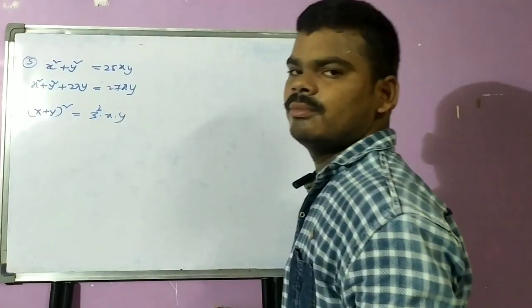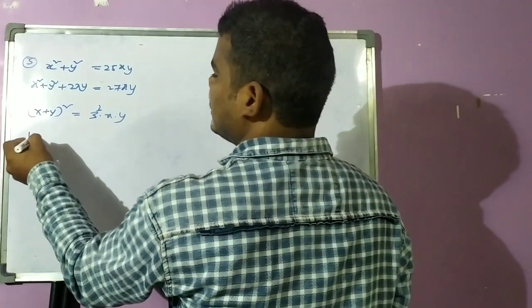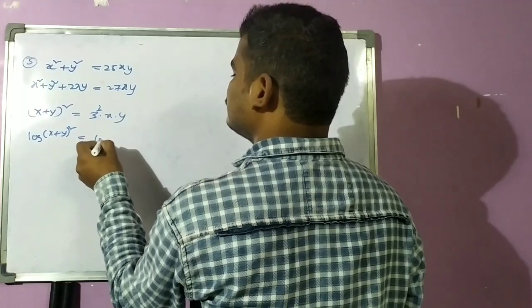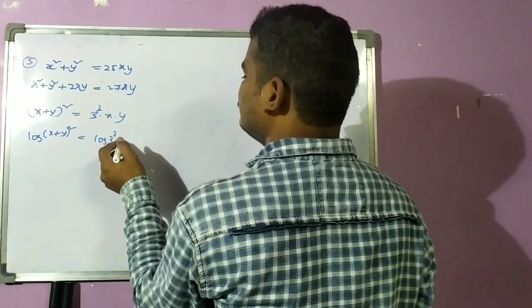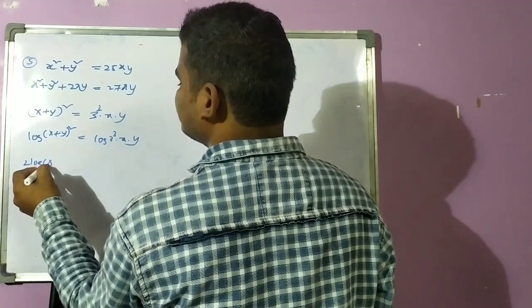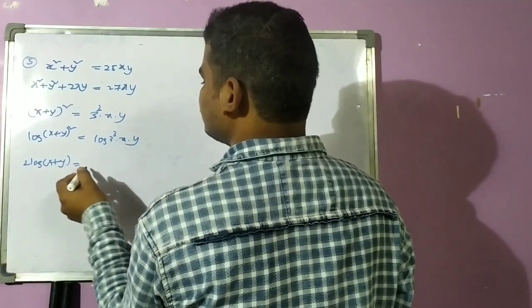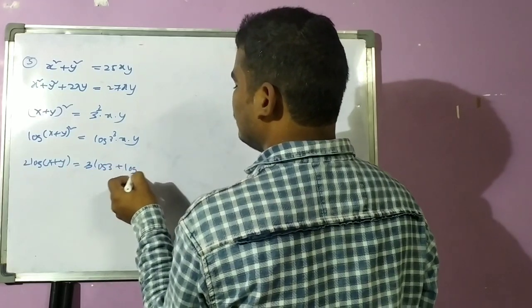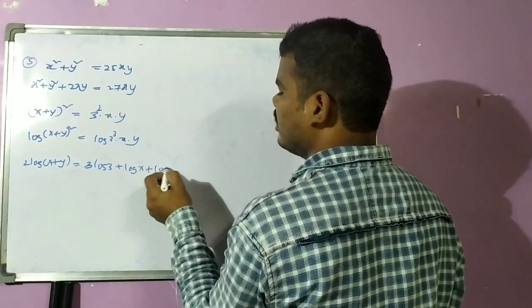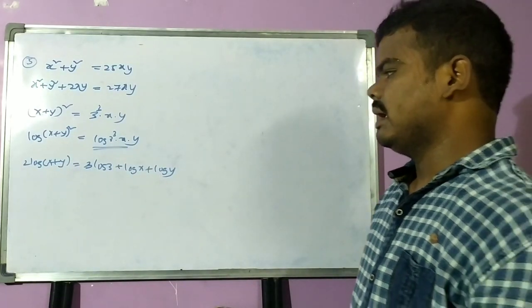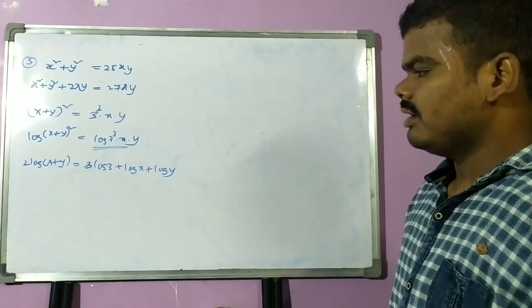Apply log on both sides. Logarithm of x plus y whole square is equal to logarithm of 3 cube x y. Here is 2 log x plus y, which is equal to 3 log 3 plus log x plus log y. Here log abc is equal to log a plus log b plus log c.